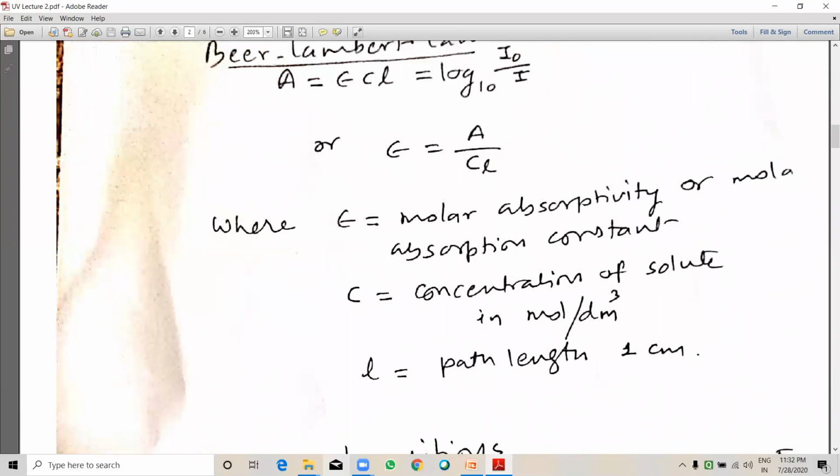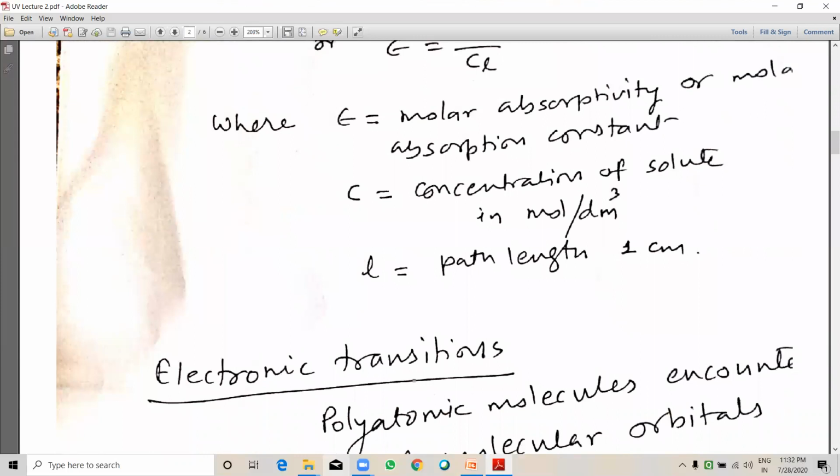C is concentration of solute in moles per decimeter cube. L is path length. It is the cuvette length and it is fixed at 1 centimeter.